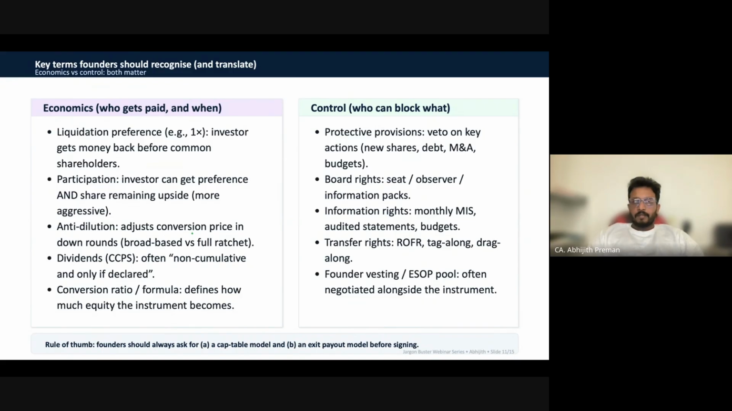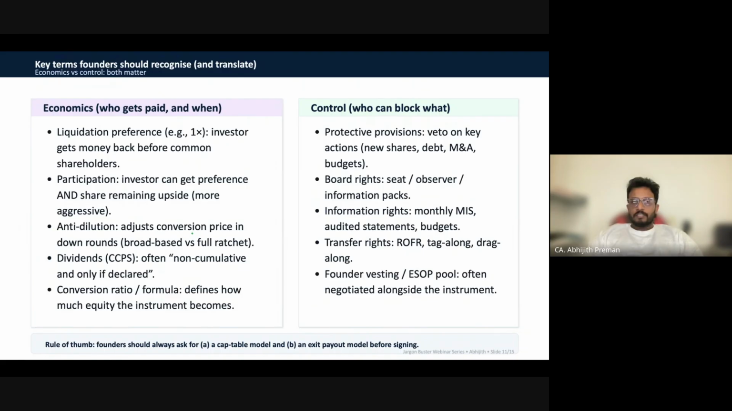They can participate in the business, they can have voting rights and all those things, and also get an upside return. Anti-dilution: adjust conversion price in down rounds. Like I've told earlier, you have raised funds at 30 crore now. Next round is happening at 20 crore for some reason. In that case, the investor gets to adjust their conversion ratio and secure more equity in case of a down round. Okay.